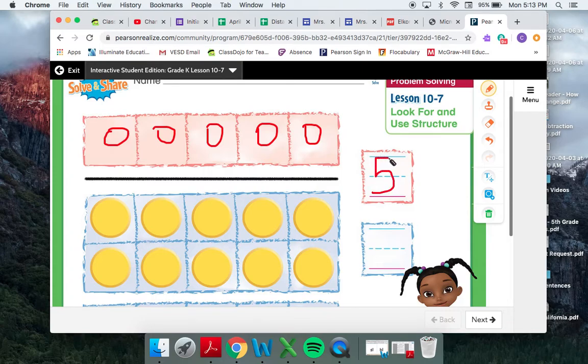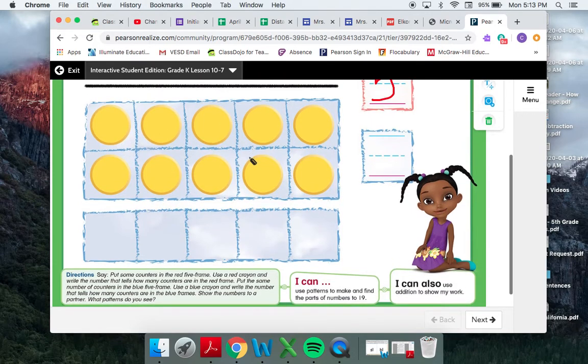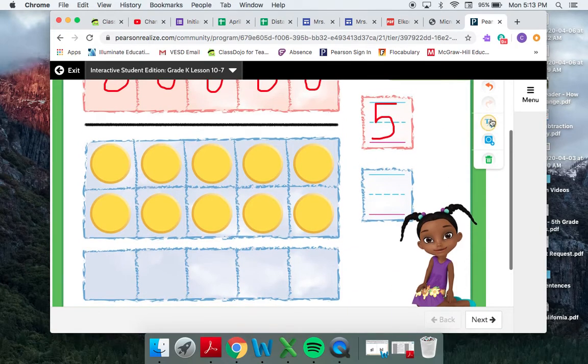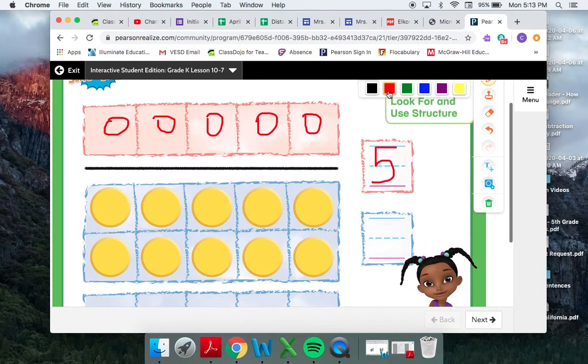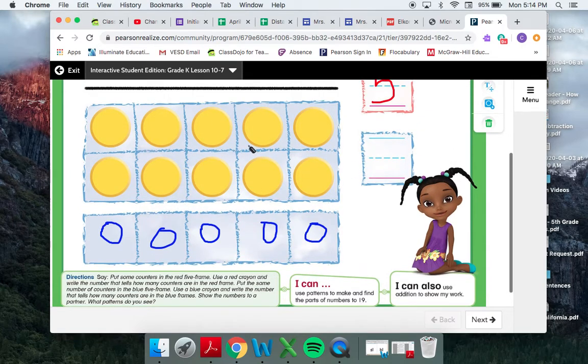It should match. Okay, now we're going to go down to the blue 10 frames. There's already 10 here, and it asks us to add 5 more into this 10 frame. Now, again, I think on this page you can actually do however many counters you want. It doesn't give us a specific number to do. So if your kiddo wanted to do 1 or 2 or 3, that would be fine. I'm going to continue to do 5 here, and I'm going to show a difference between when you only have 5 and then when you add 10 more, because there are 10 counters in this 10 frame. So 10 and 5 more makes a 15.